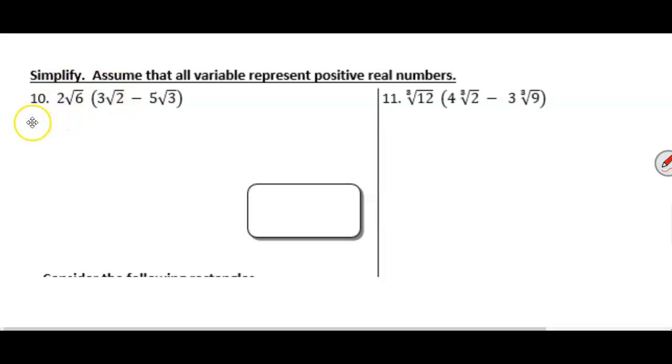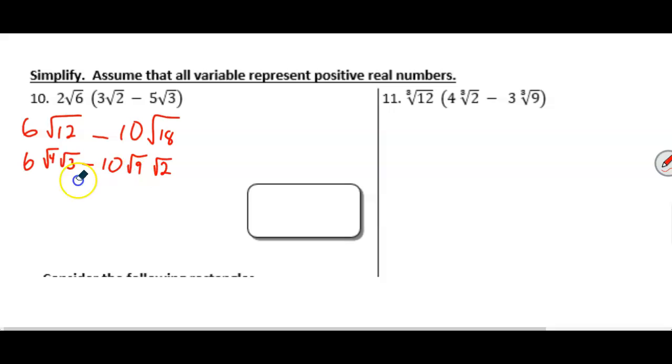So you have 2 times 3 is 6, and then radical 6 times radical 2 is radical 12. And then right here, 2 times negative 5 is negative 10, and radical 6 times radical 3 is going to be radical 18. Now we've got to simplify. Can we simplify this right here? So this would be 6 times the square root of 4 and the square root of 3, and this would be 10 times the square root of 9 times the square root of 2.